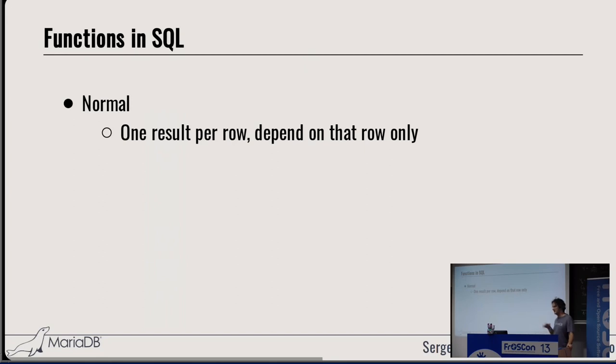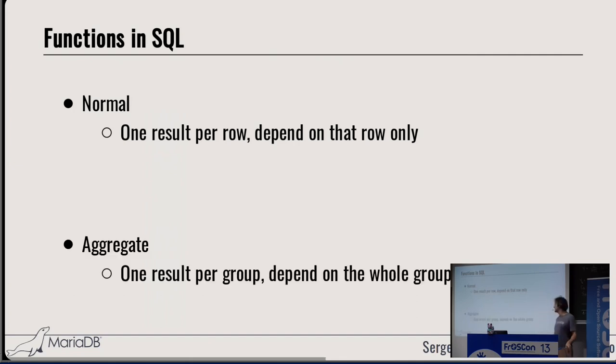That is, if you have a table of 1,000 rows and you select some function, I don't know, MD5 of some columns in this table, then you'll get a result that still has 1,000 rows, but the values will be different, not the same as in the original table. That's pretty simple. There are aggregate functions.